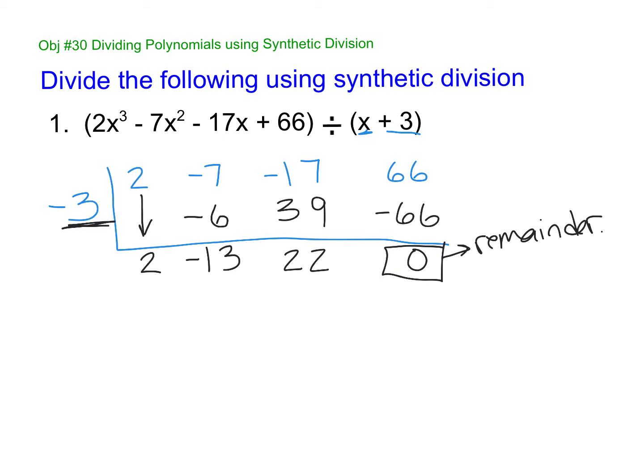So this is our answer, but notice we have to put x's back in the problem. We started with x cubed and divided. Remember, everything's getting divided by x. So that x cubed goes down and becomes what? X squared. So our final answer is 2x squared minus 13x plus 22. All right, now pause and write down the problem.